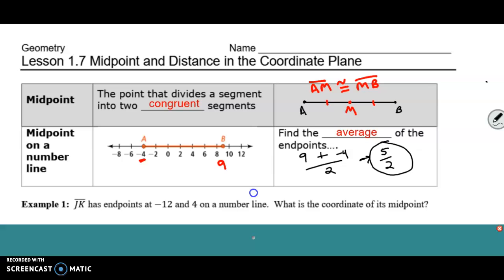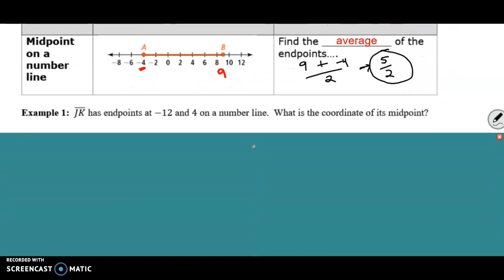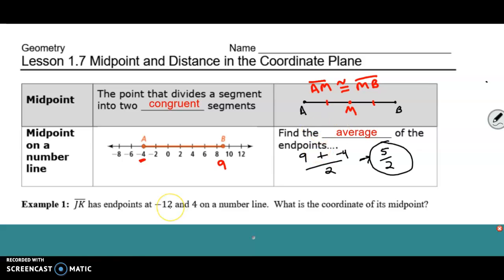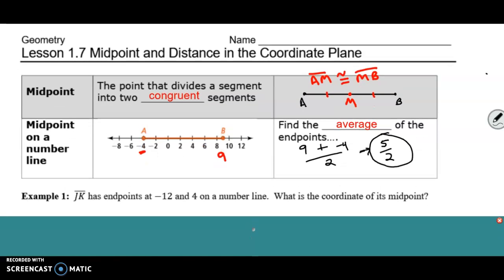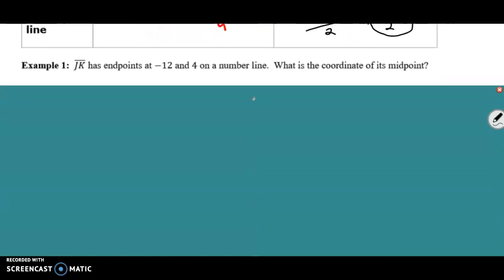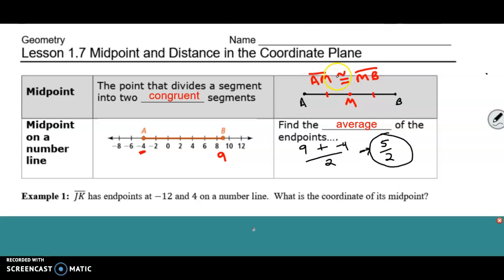All right, so here's an example. See if you can find the midpoint of JK if one endpoint is -12 and the other one is +4. Oh, I don't know why it keeps jumping back like that. I apologize.